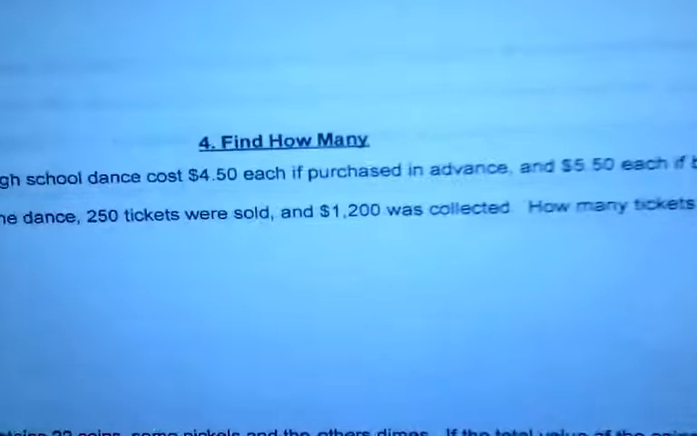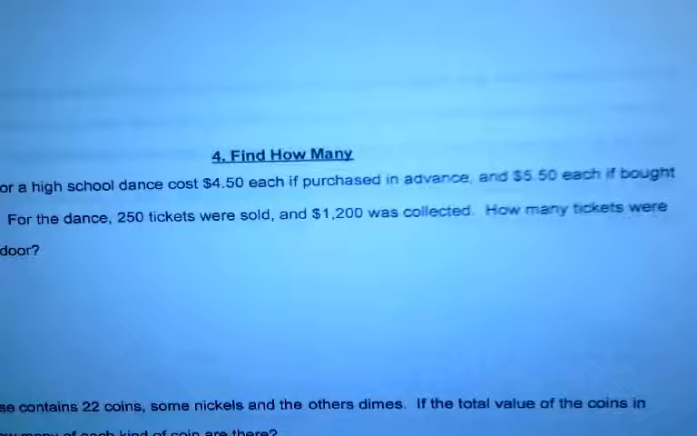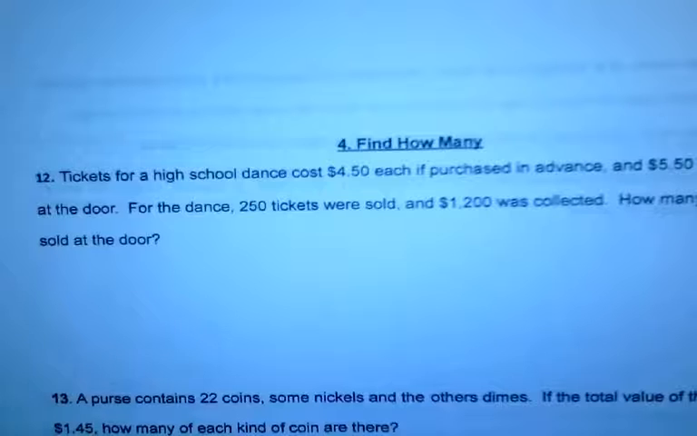It says tickets for a high school dance cost $4.50 each if purchased in advance, and $5.50 each if bought at the door. For the dance, 250 tickets were sold, and $1,200 was collected. How many tickets were sold at the door?